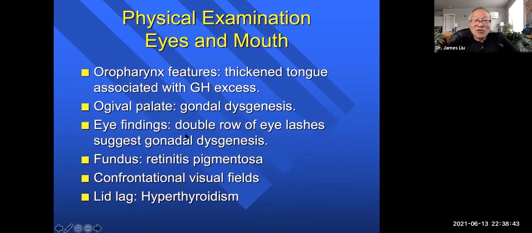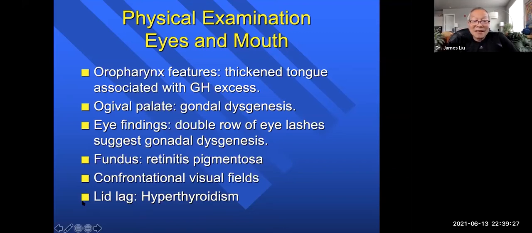We talked about some of these features already in the gonadal dysgenesis, the double eyelashes, and the ogival palate. Fundus you might want to look at, see if they have retinitis pigmentosa, which suggests there's some central mechanism. Although we tend not to do these, confrontational visual fields will pick up sometimes visual field effects suggesting that there is something compressing the optic chiasm from a pituitary or central lesion. In general, they're not very sensitive, and you have to probably use Goldmann perimeter visual fields to really see that.